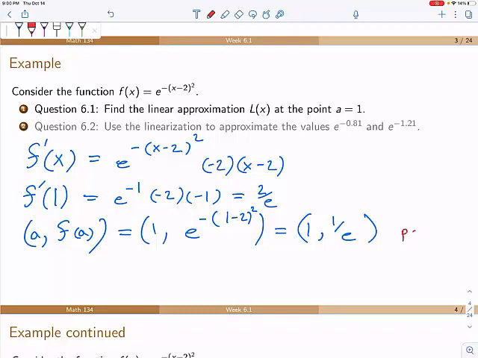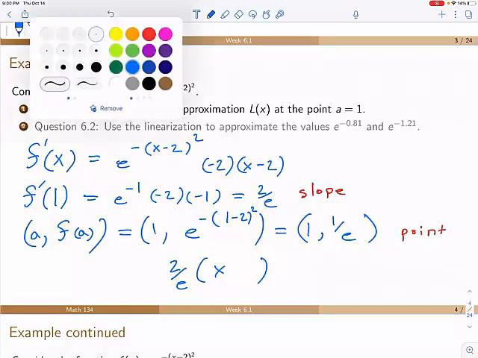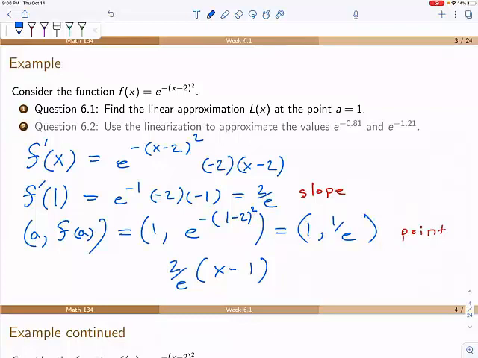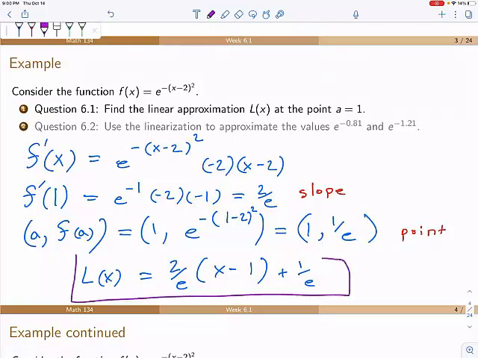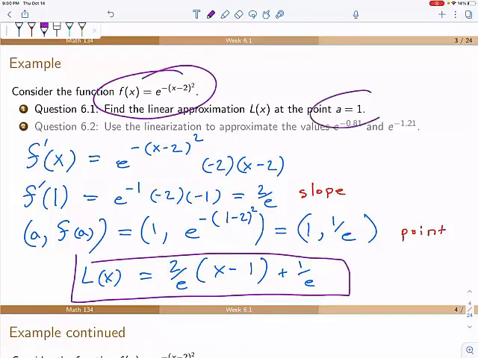Let's get our red pen out here and indicate what we've done. There's our point, and we have the slope from above. Anytime you have a point and a slope, you can build a line. So our slope is 2 over e, and then I just have to write in my x-coordinate, which is 1, and my y-coordinate, which is 1 over e. And this builds us our line. This is, in fact, the tangent line of our curve at a equal to 1, and it has a special name called the linearization of the function at this point.